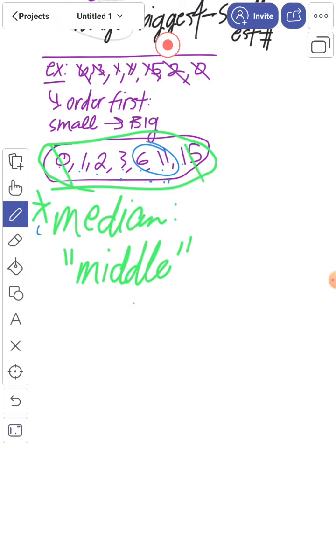So, okay, that's crossed out. Then the 11 and the 1. And then 2 and the 6. And then you're left with 3. 3 is the median.